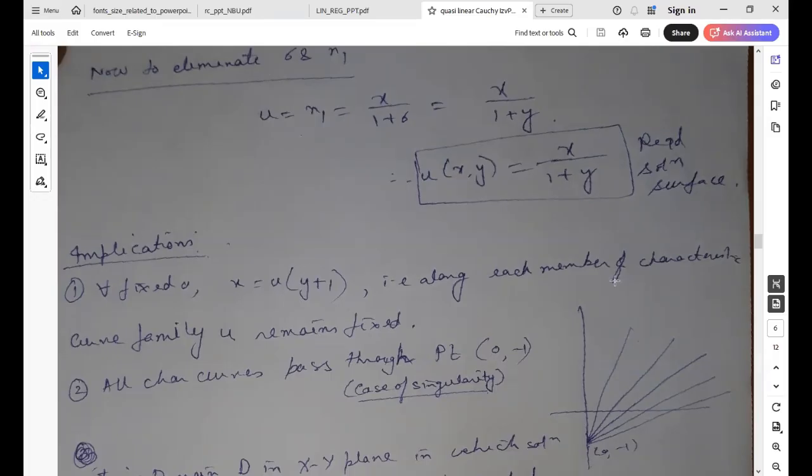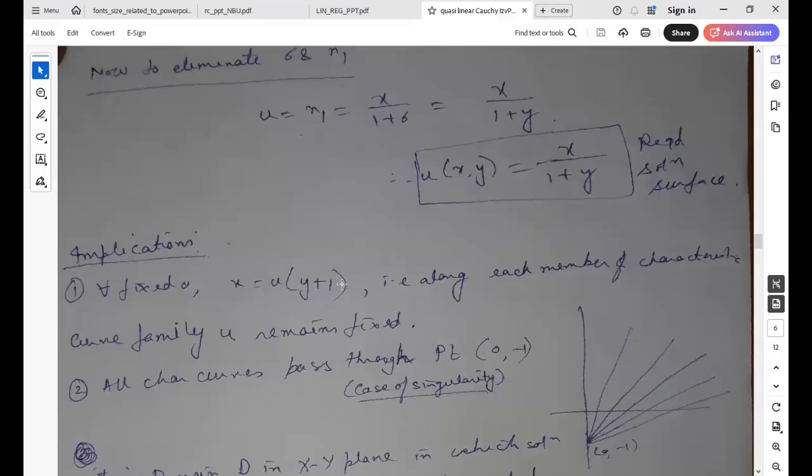That is, along each member of the characteristic family, u is remaining fixed. Right? Because u equals, say, 0.1, so x equals 0.1 into (y plus 1). That represents a characteristic, because if you recall, we always said: what are the characteristic curves? The projections of the Monge curve on the xy plane.